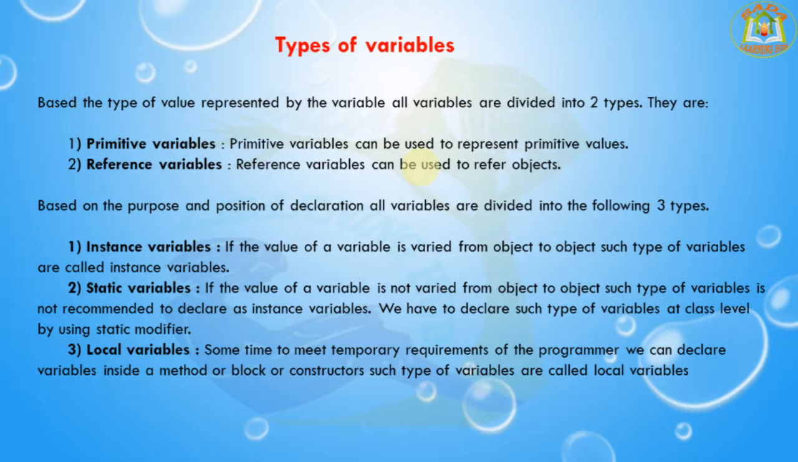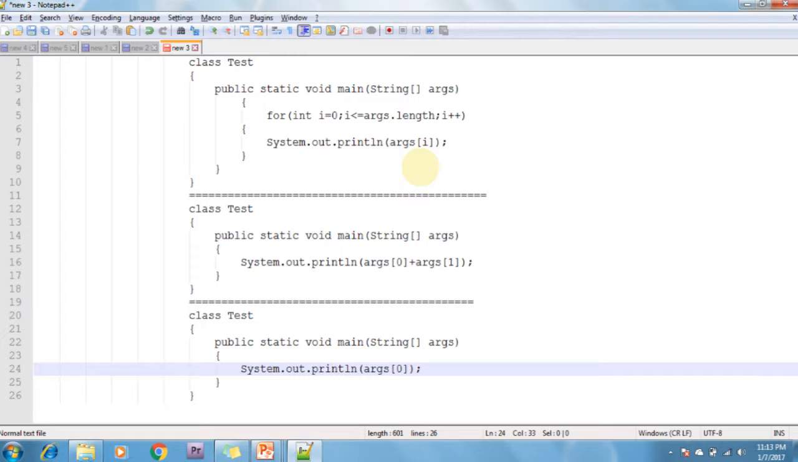For example, int x is equal to 10. Int x is equal to 10 is a primitive variable. Next, reference variables. Reference variables can be used to refer the object. For example, Student is a class. Student s is equal to new Student. That is, s is a reference variable.